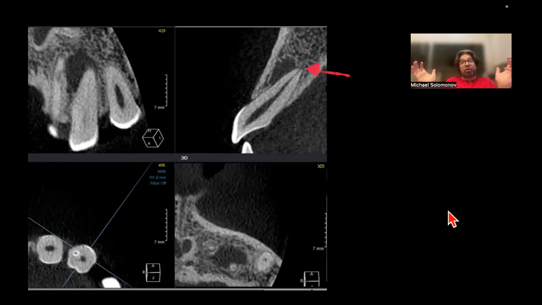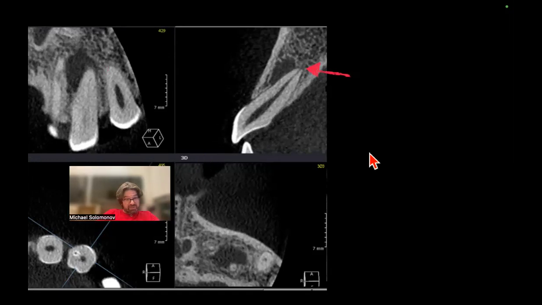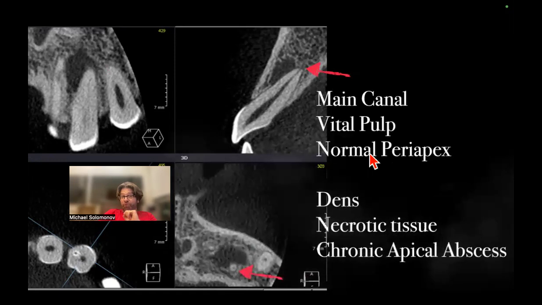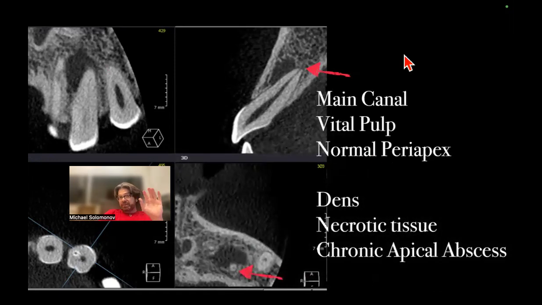And by combining all these data, I have a very nice diagnosis, a different one for the main canal and for the dens. In the main canal, vital pulp and normal periapex. In the dens, necrotic tissue. I can't write here necrotic pulp tissue, because I have no idea what type of connective tissue we have inside of the dens. We have different histology, but it's some necrotic and infected tissue, of course, and chronic apical abscess.